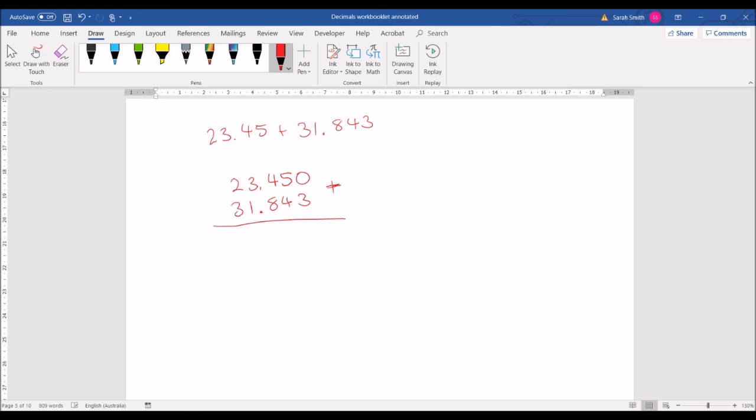We could put in an additional 0 here. It's not changing that value. All it's doing is saying that I don't have any value in that column. The answer to that question would be 55.293. So that's how we would set it out if we were given 2 decimal numbers and we needed to add them together. You do the same process if you were subtracting them. The difference is whatever number comes first has to go on the top, and whatever number comes second needs to go on the bottom.